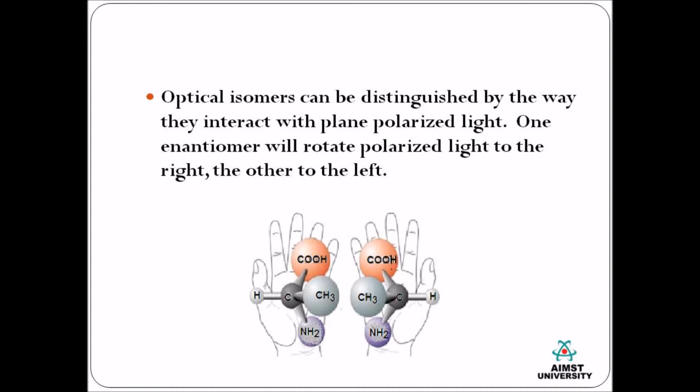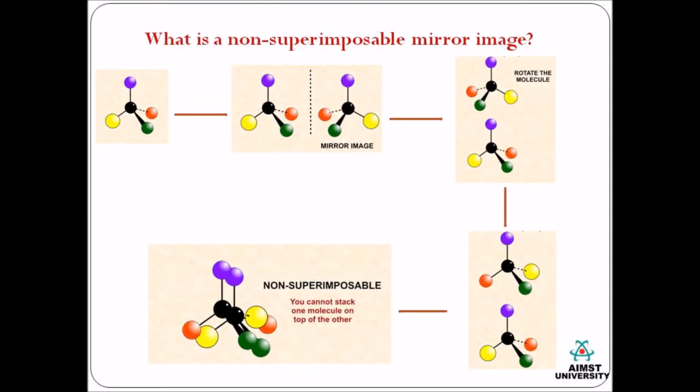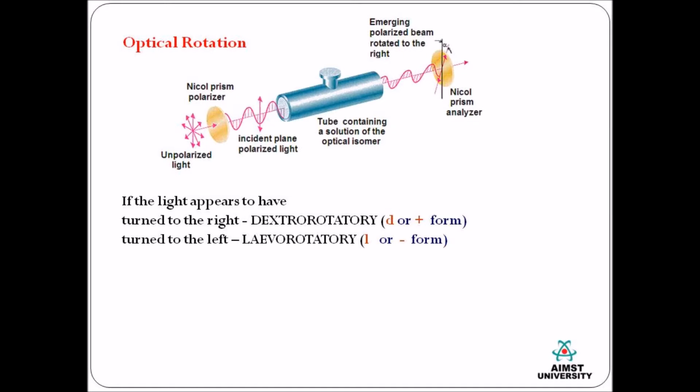Let me explain what non-superimposable mirror images are. You can see a structure on the left hand side. It has its mirror image. Now try to rotate the mirror images and you cannot stack one molecule on top of the other. That means they are not superimposable, or these types of images are called non-superimposable mirror images.